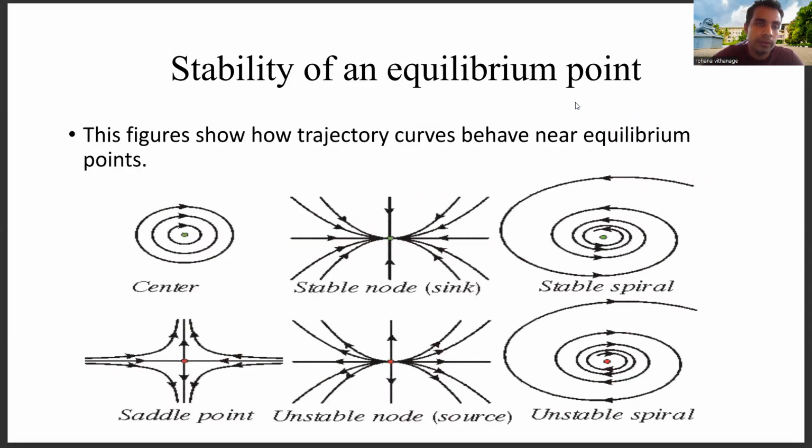So now we are going to analyze the stability of the equilibrium point. We can see how we can study the stability of an equilibrium point. Here, a stable node means all the trajectories are attracted to the equilibrium point, and a stable spiral is also the same. An unstable node means these curves are going outward from that equilibrium point. You can see it in red color.